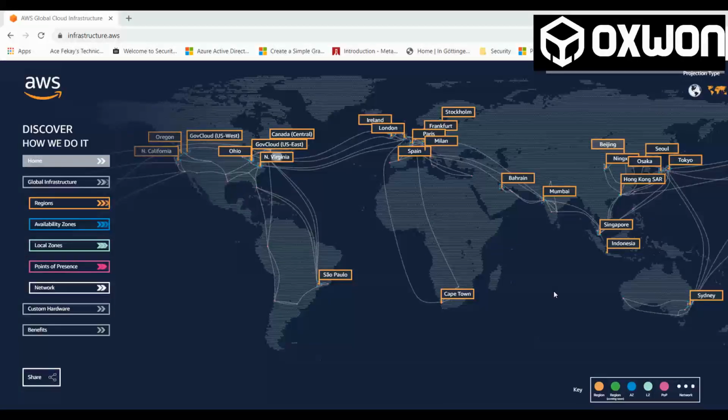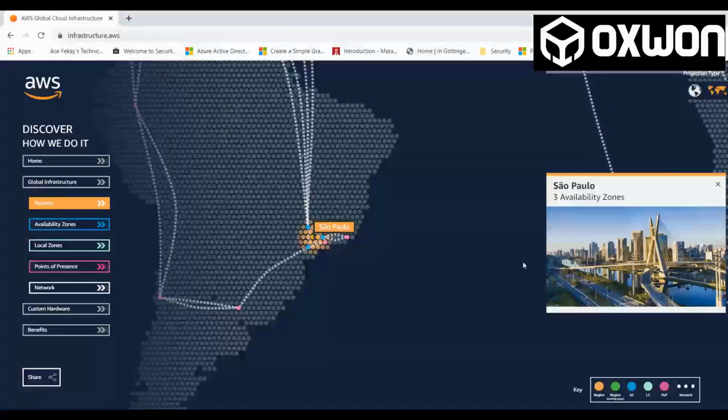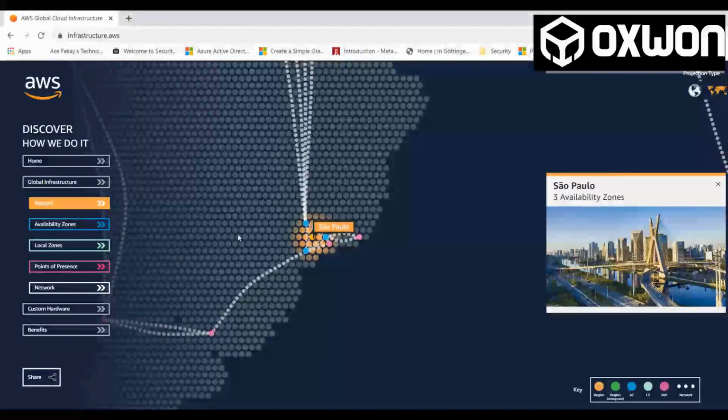Okay, so let's understand that by clicking on a particular region. So what I'm going to do is click on Sao Paulo, let's say. All right, it's going to zoom in right there. And what it tells me is that there are three availability zones. Now, these three little blue dots are nothing but availability zones, and you're going to find such availability zones in every region.